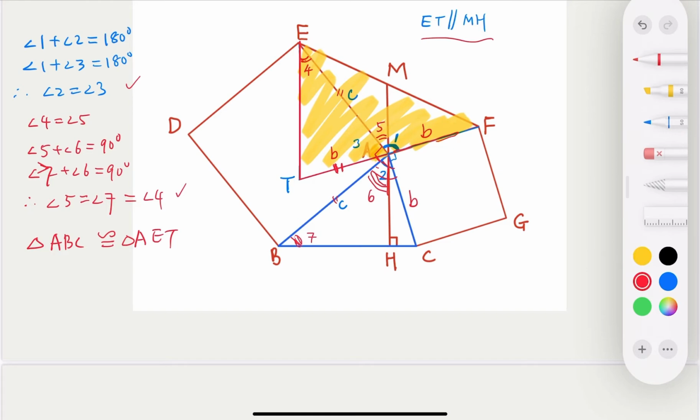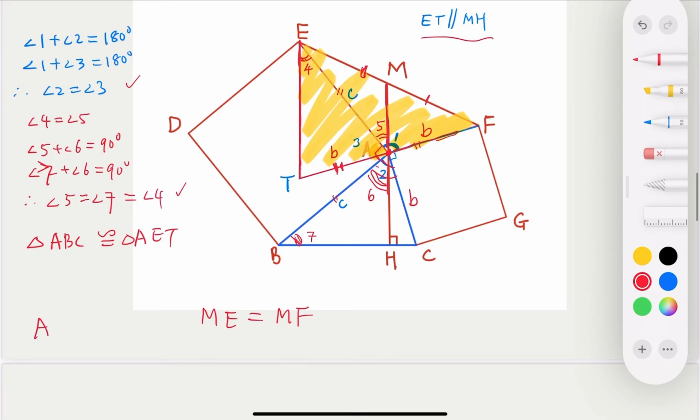So this is going to be the midpoint. This is a parallel line of this. Since this is a midpoint, of course the other one must also be a midpoint. So we just proved that ME equals MF. Why? Because AT equals AF, and because they're congruent. So that's kind of the second method.